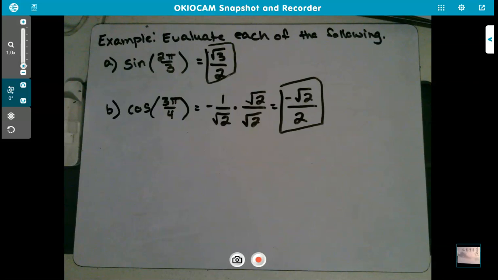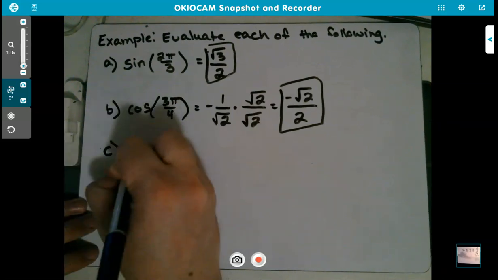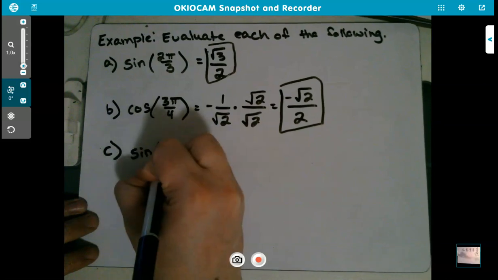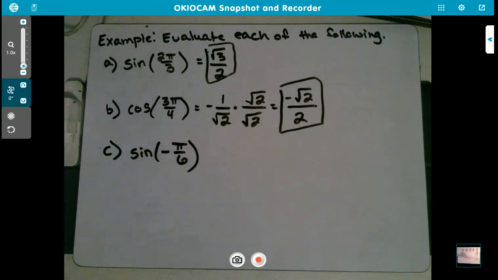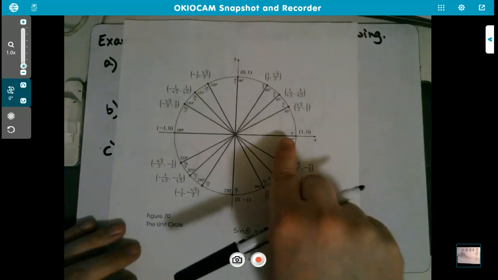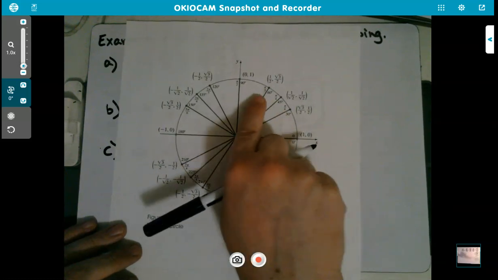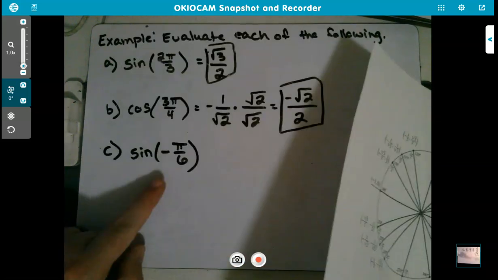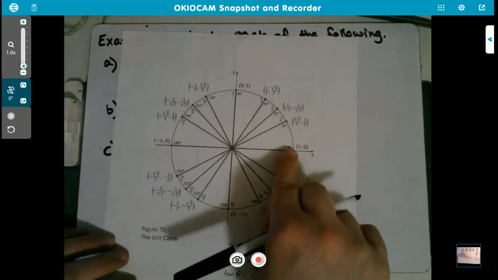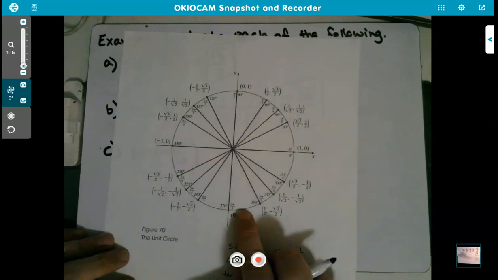Okay, so moving on to the next example. Let's look at this one. This one's good. Let's do sine of negative pi over 6. This one is a good one. Okay, so notice on the unit circle right here, everything is positive, right? Positive pi over 6, positive pi over 4, positive pi over 3, blah, blah, blah, right? Negative means instead of going counterclockwise like I normally do, I'm going to start here and go clockwise.